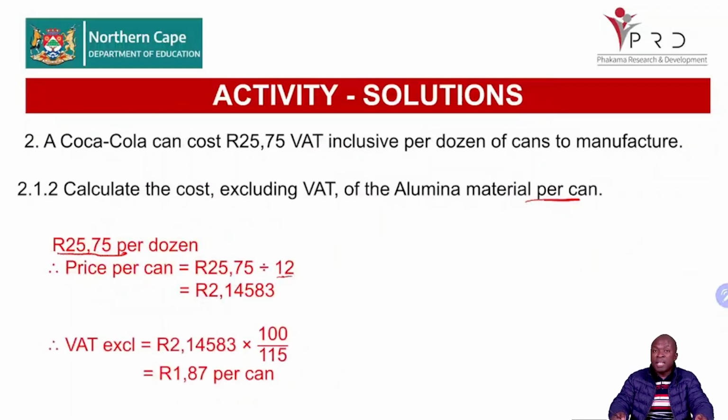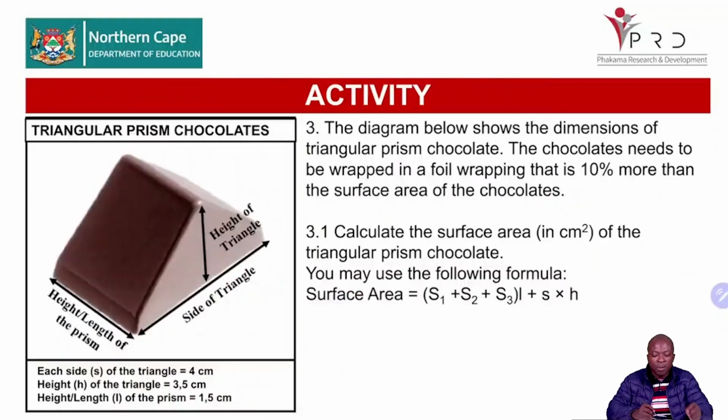Now we're looking for VAT exclusive, meaning the 2 rand 14 cents has already got VAT, but we don't want VAT. So what do we do? We're looking for 100%. So times it by 100 and divide everything by 115, and that will give you 1 rand 87 cents. 1 rand 87. I hope you got that correct.